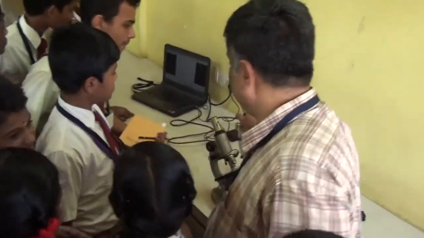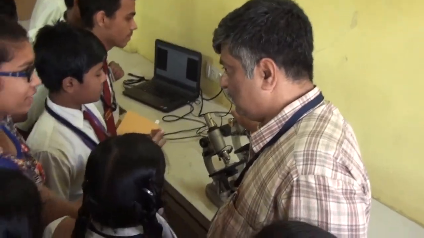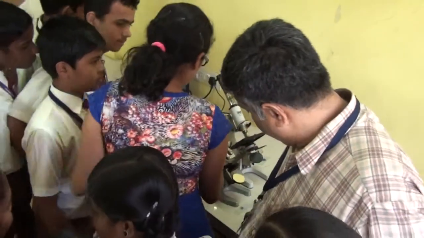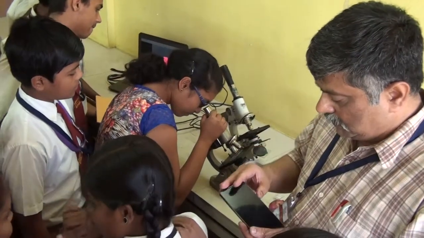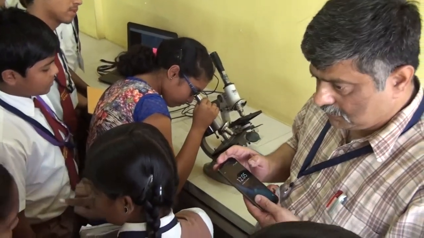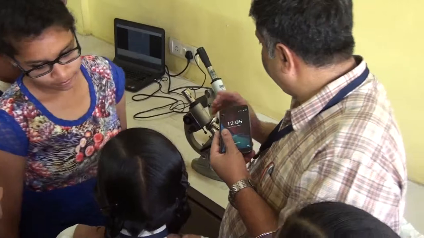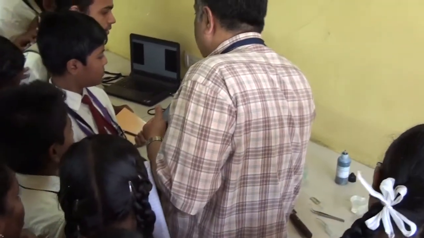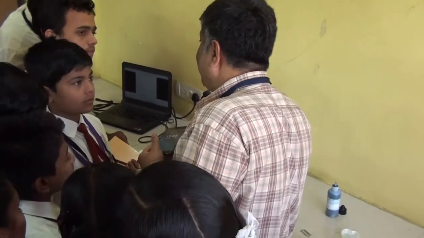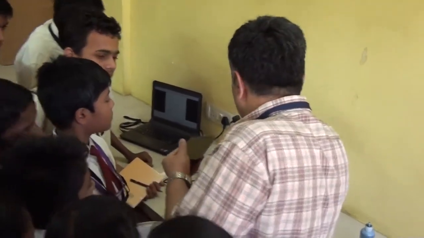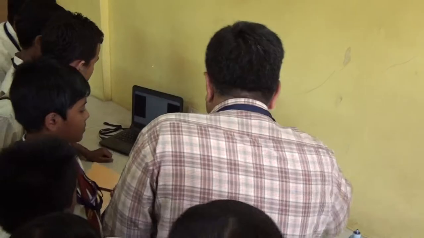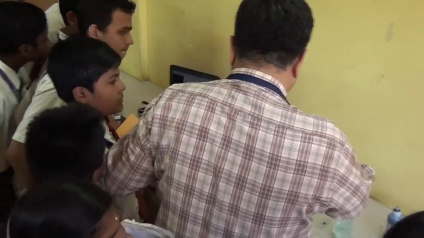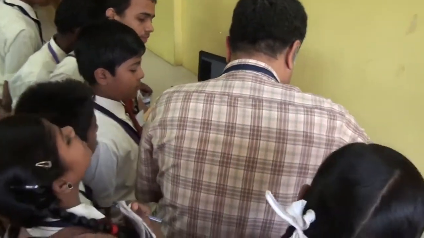Here, what I have done is I have removed the eyepiece and replaced it with the camera. So the camera is now the eyepiece. So now what happens is the computer gets an eyepiece. So let us see whether the computer shows us the same thing that you have seen here.